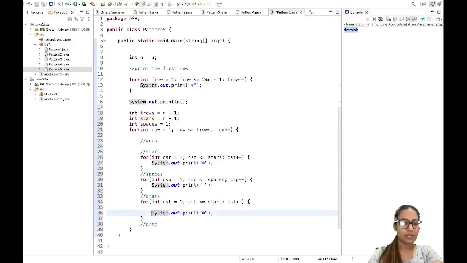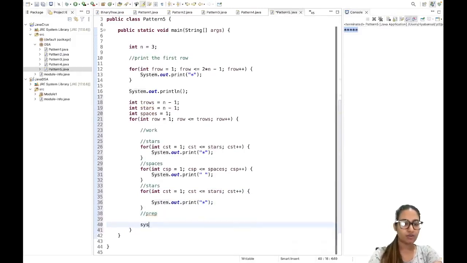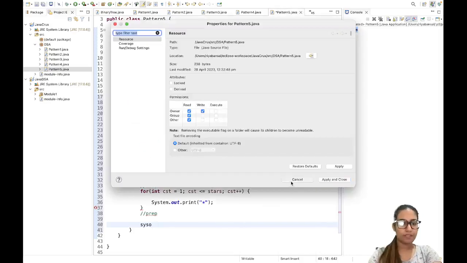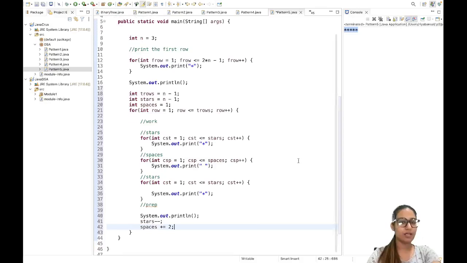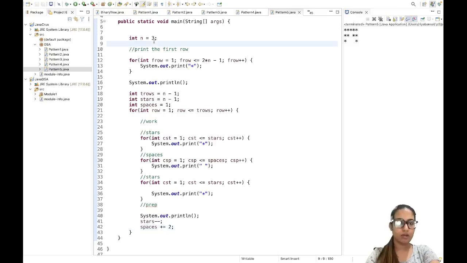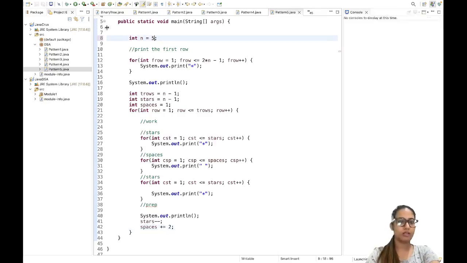Now you basically prep for the next row. For the next row you prep in the sense that you go first to the next line, you take the cursor to the next line, and then you do stars minus minus, and then the spaces increase by 2. And that is it. And you can see, there you go, your beautiful pattern is over here, right?